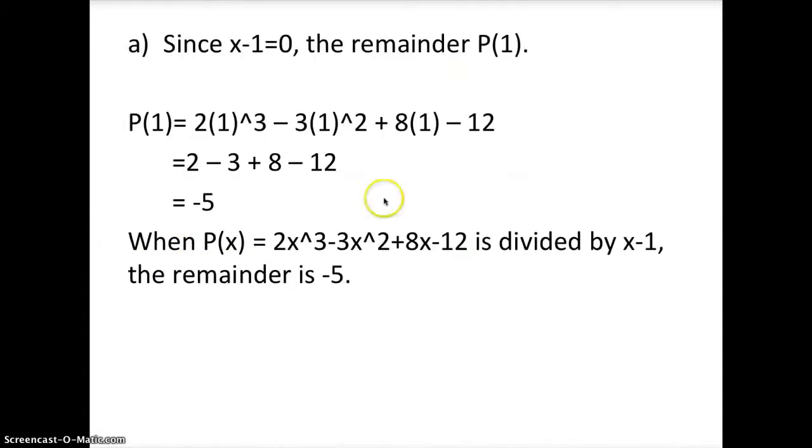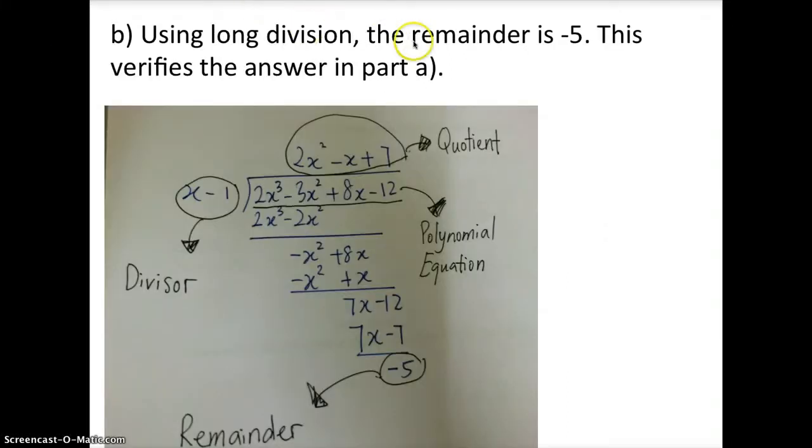So, since x minus 1 equals 0, the remainder is P(1). Substitute 1 inside and you get this solution, and we get negative 5 for the remainder. So when this polynomial is divided by the divisor x minus 1, we get a remainder of negative 5. By using long division, the remainder is the same as in part A, which is negative 5.